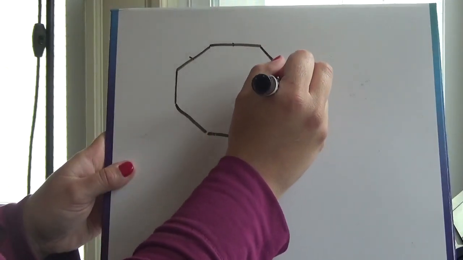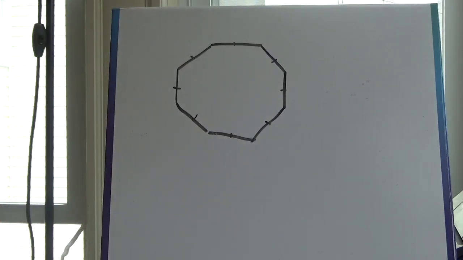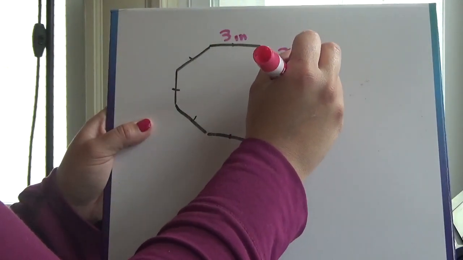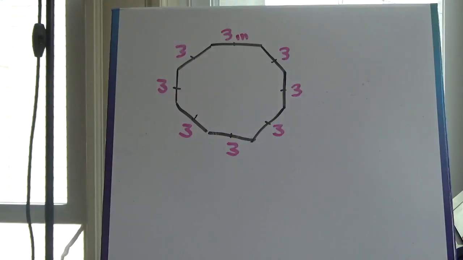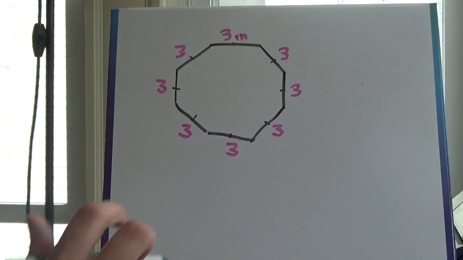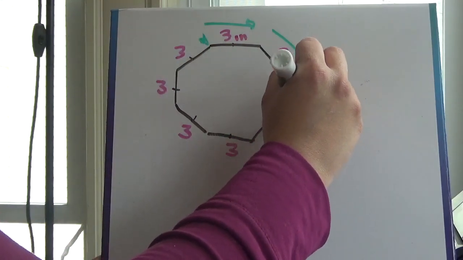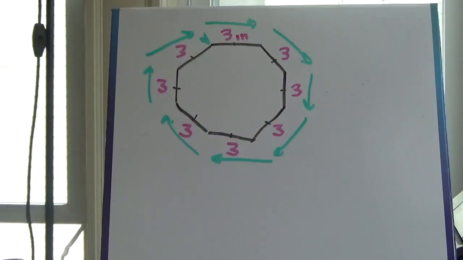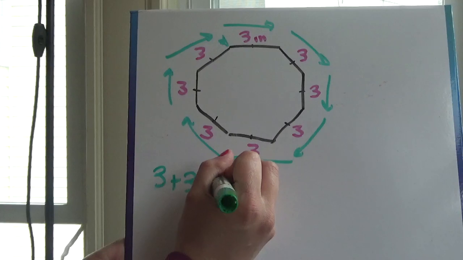1, 2, 3, 4, 5, 6, 7, 8. And in this problem, I also was told that each side was the same length, and that's 3 inches. So I'm going to label this with 3 inches and just 3s all around. And we know that if we're solving to figure out the perimeter of this shape, that means we're figuring out the total distance around the shape. So I would add up all 8 sides. So that means I would add 8 groups of 3.